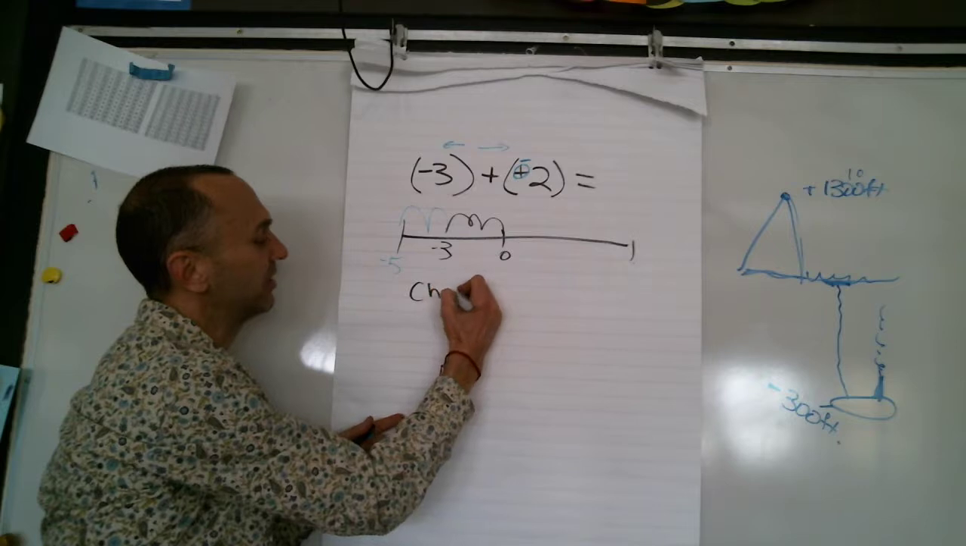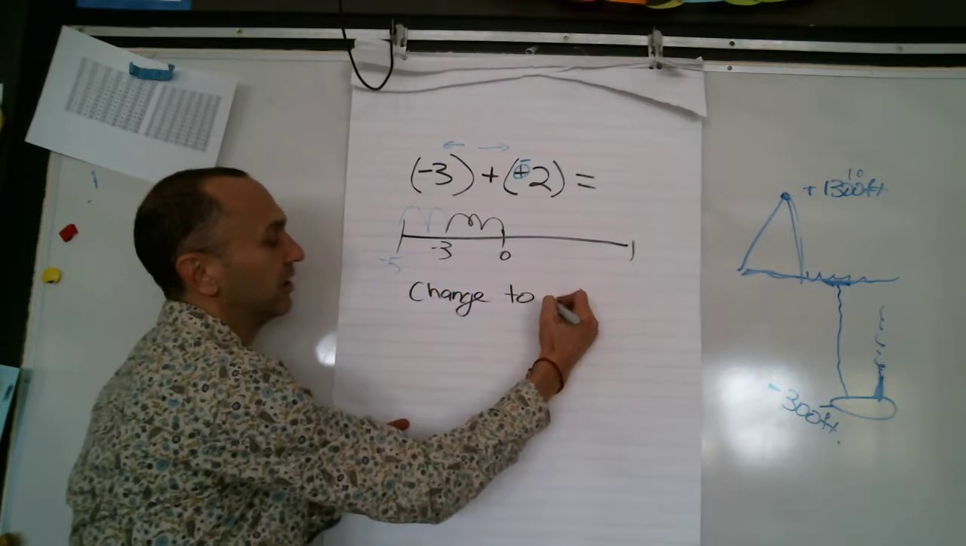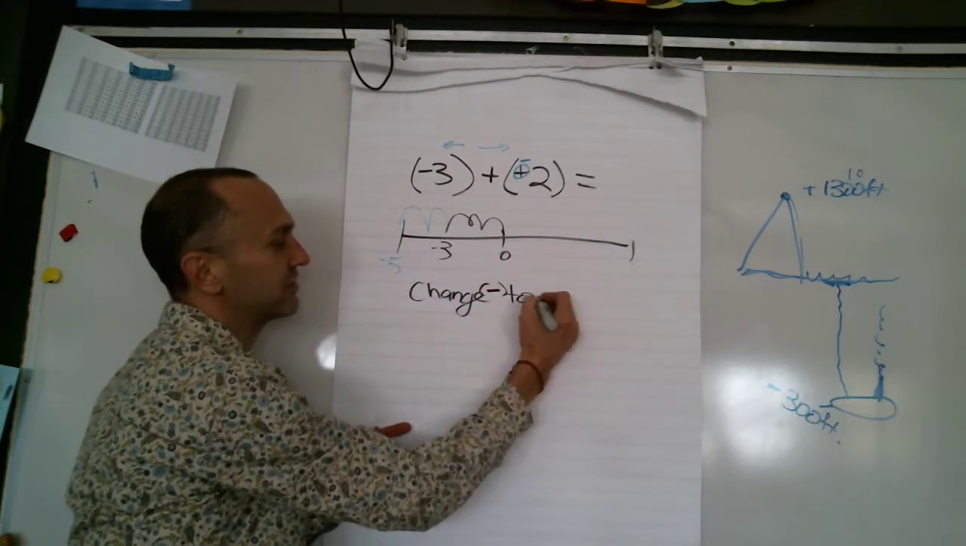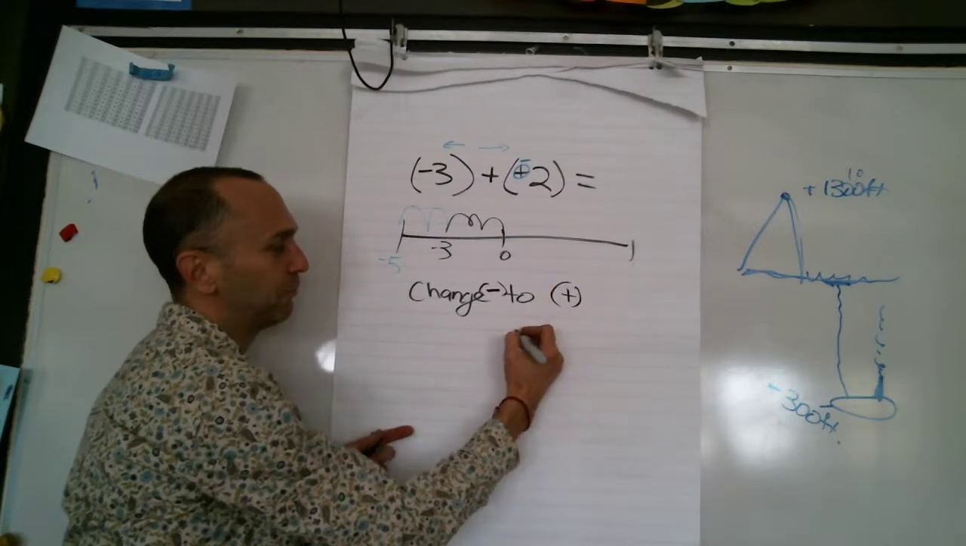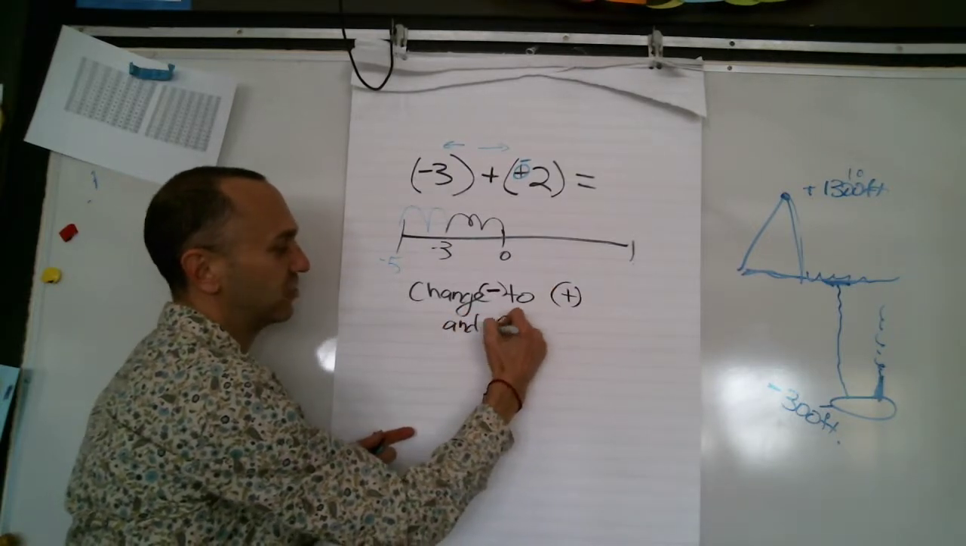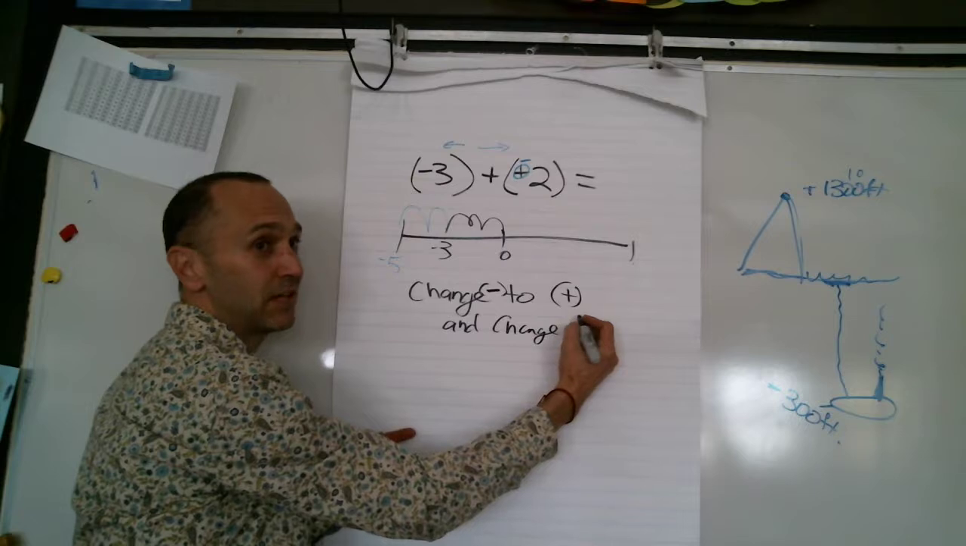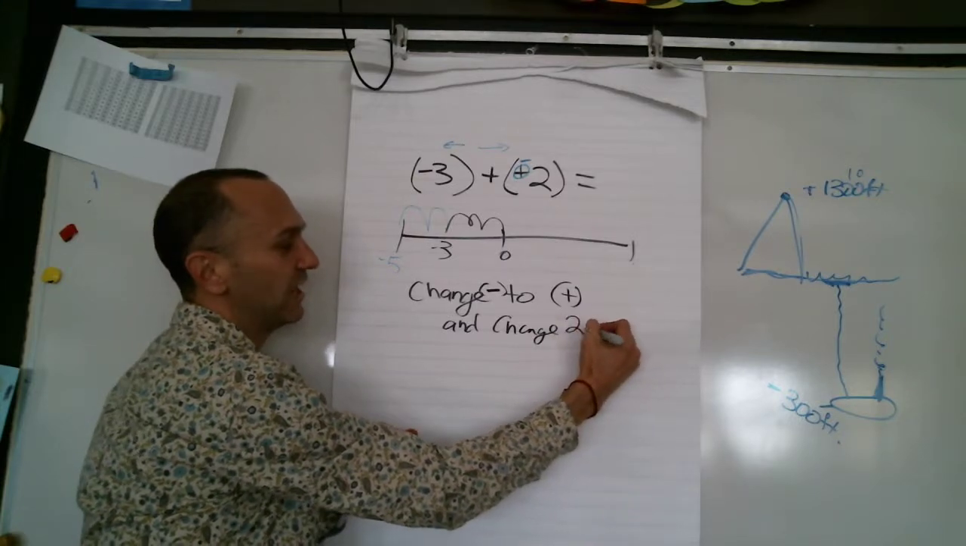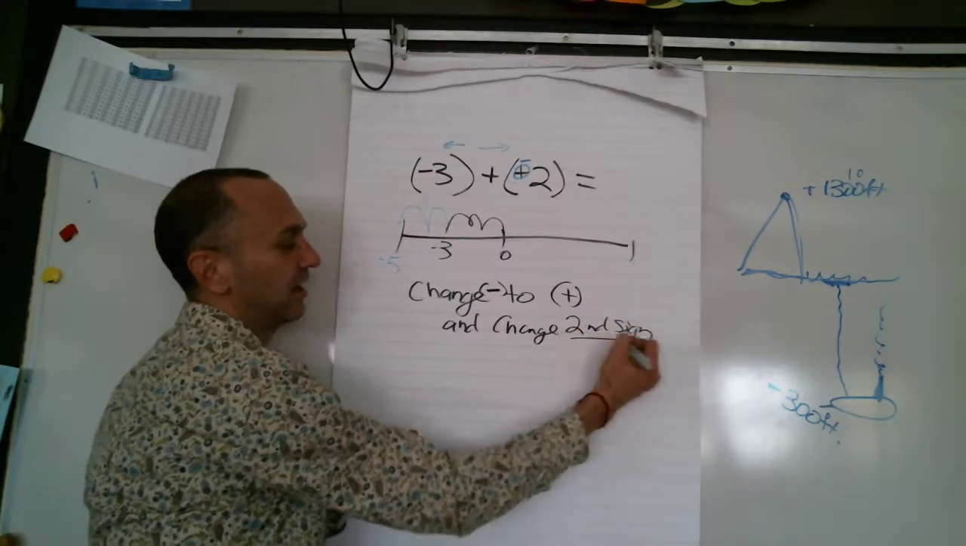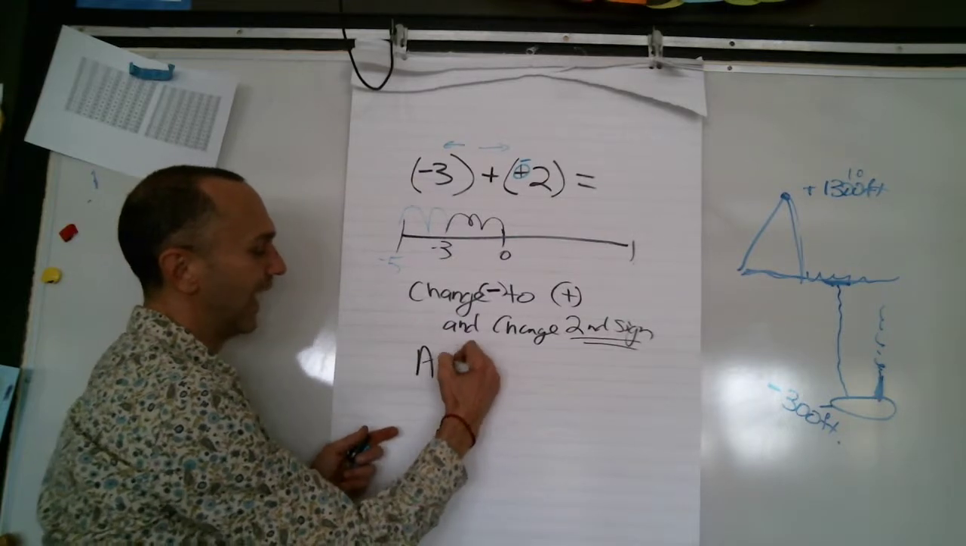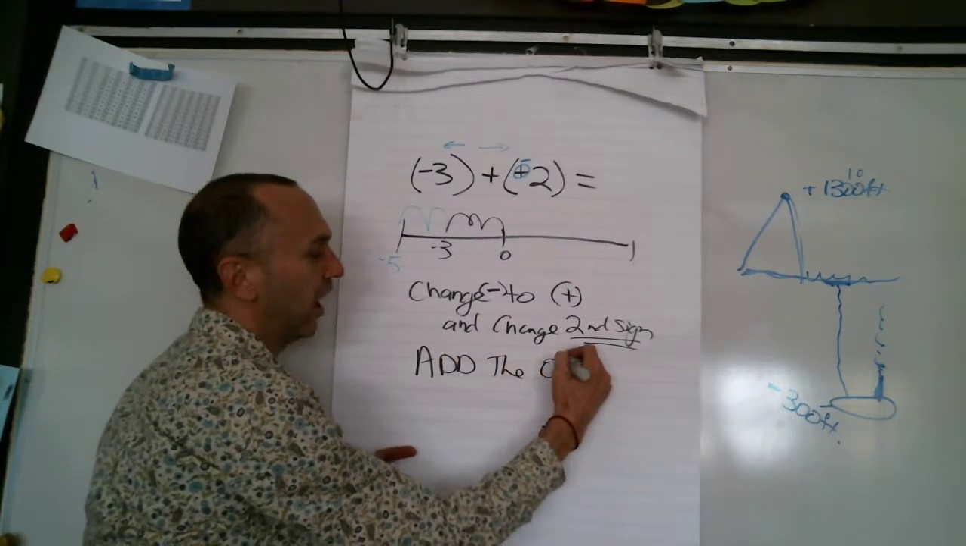You change the subtraction sign to a plus, and change the second sign. In short form, you add the opposite.